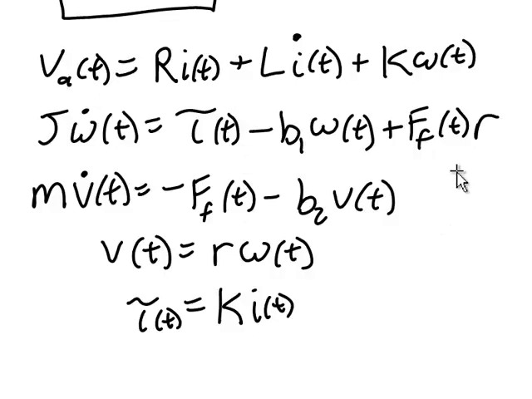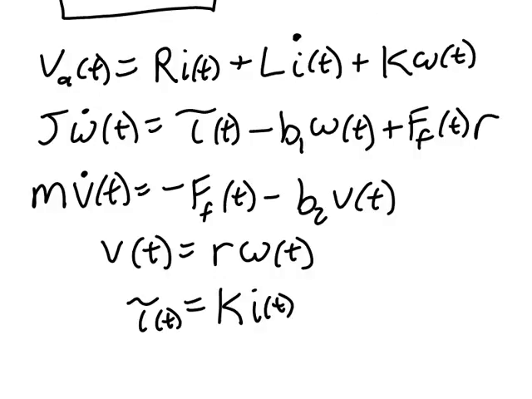Now, we have everything we need here to find the transfer function between the applied voltage and the velocity of the car. The way we found the transfer function was by taking the Laplace transform of each of these equations and then algebraically substituting one into another until the only signal we had left was the input signal and the output signal, and all of the other signals had been eliminated.